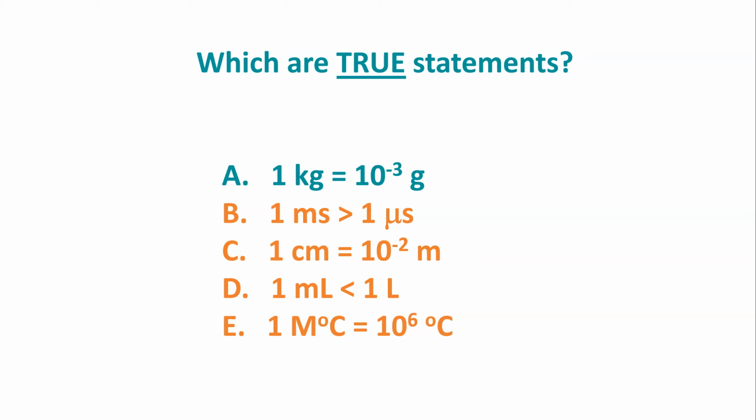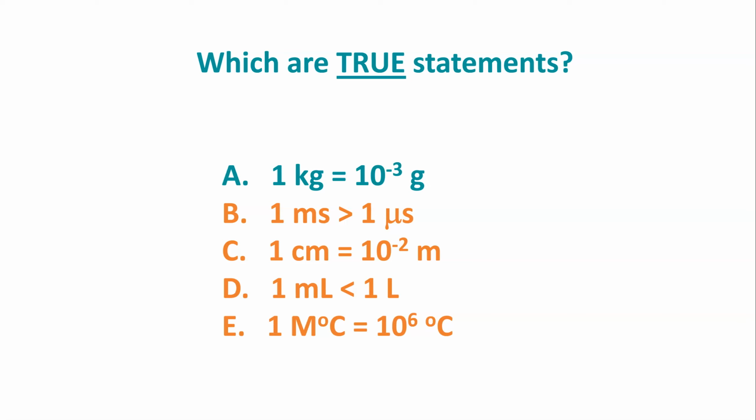C looks very true there. It's the definition of what a centimeter is. So 1 centimeter is 10 to the minus 2. The centi prefix means 10 to the minus 2. So 1 centimeter, 10 to the minus 2 meters.